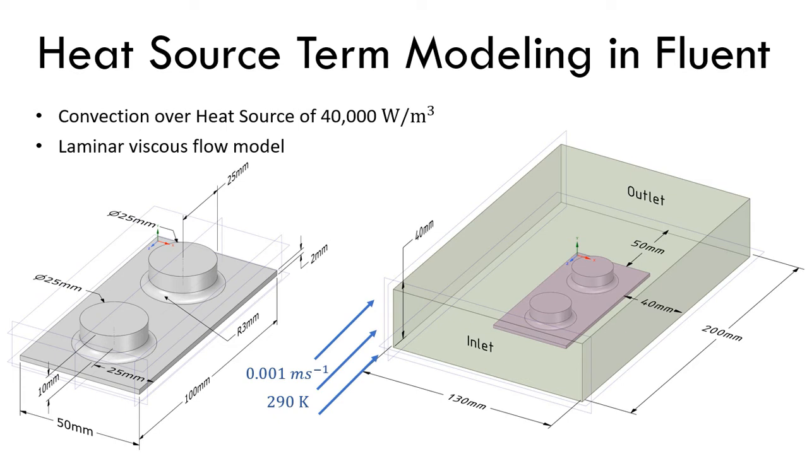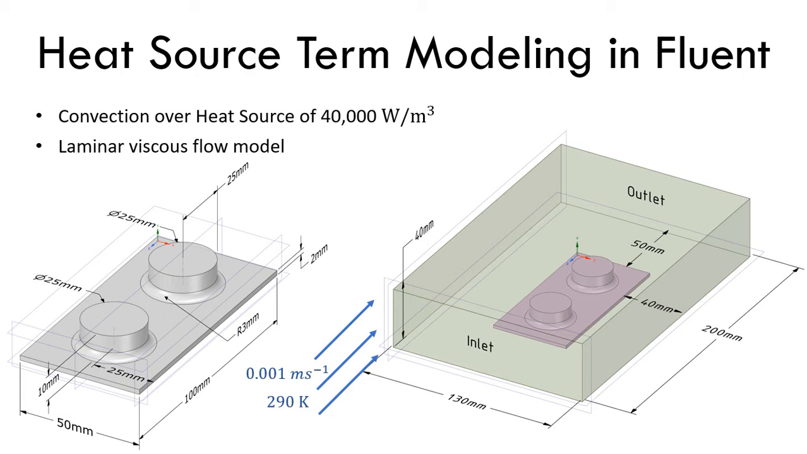Hello everyone, welcome to the tutorial of heat source term modeling in Fluent. In this tutorial, we will simulate a fluid domain containing a heat source with laminar flow. The air is flowing with 0.01 meter per second over the heat source of constant rate 40,000 watt per meter cube, which results in convective heat transfer between the heat source and the air.